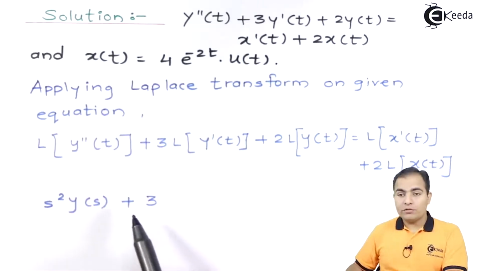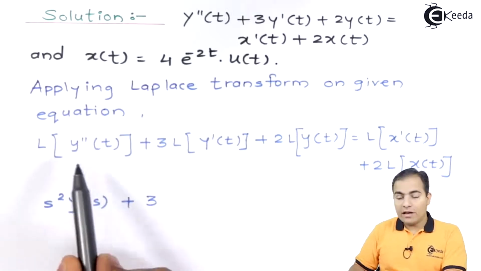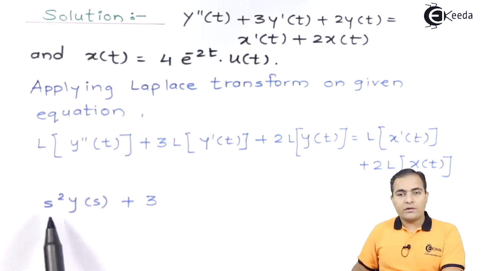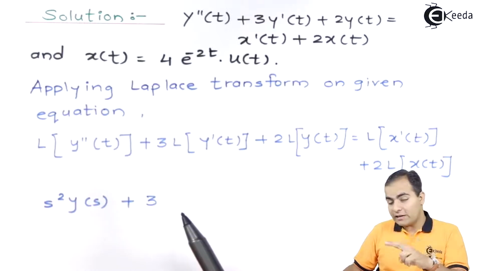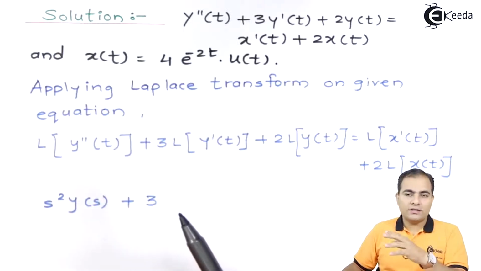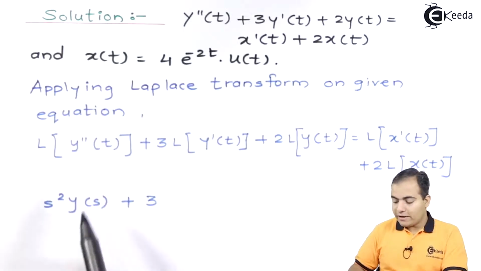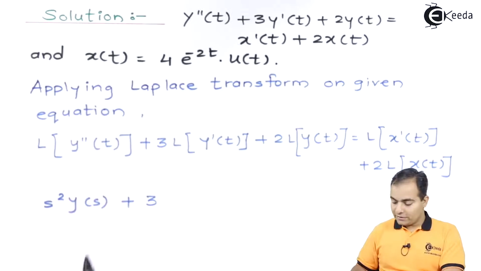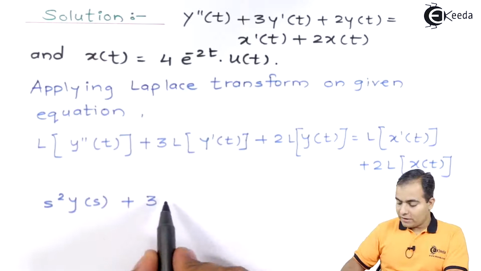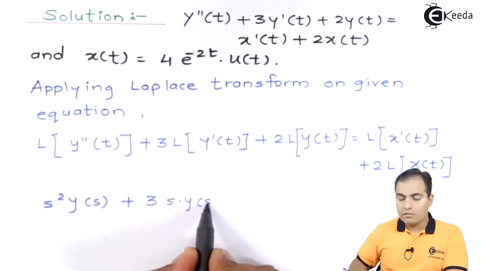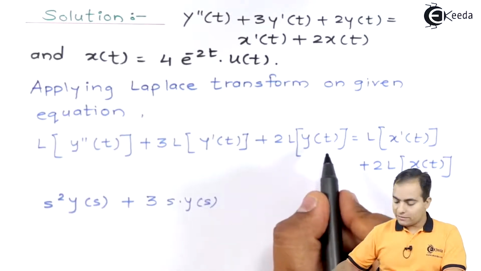Just go through the Laplace transform properties of differentiation, and you will get the idea why I have written the Laplace transform of y double dash of t as s square y of s. When I derive the Laplace transform property in the unilateral case, you get the initial condition values. If you find the Laplace transform in the bilateral domain, then of course the answer for y double dash of t is s square y of s. Similarly, the Laplace transform of y dash of t is s y of s, and the Laplace transform of y of t is simply y of s.